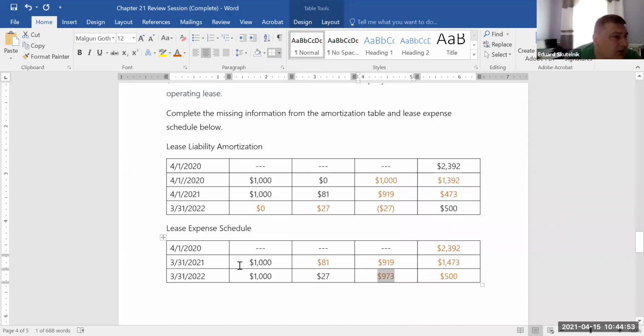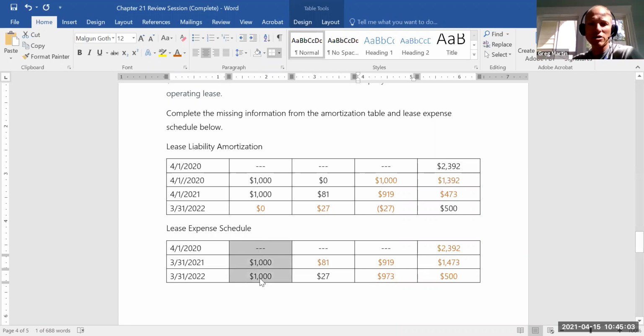Do you have time to explain one more time the second table? Sure, if you don't mind. No, fine. Yeah. So the first column is the lease expense. We always have the lease expense line up to the end of each period. Now, it's a continuous process. It's always a continuous process.